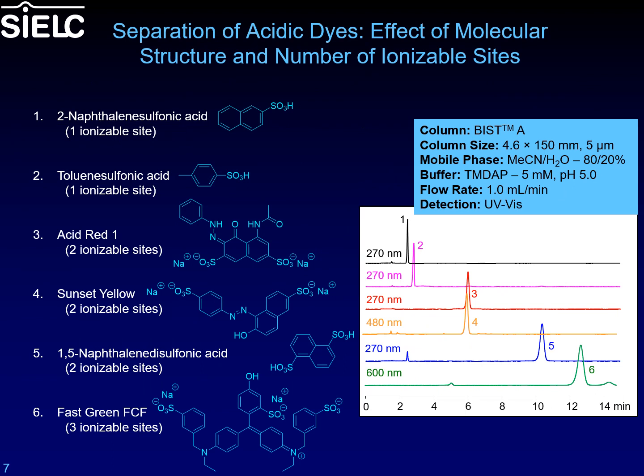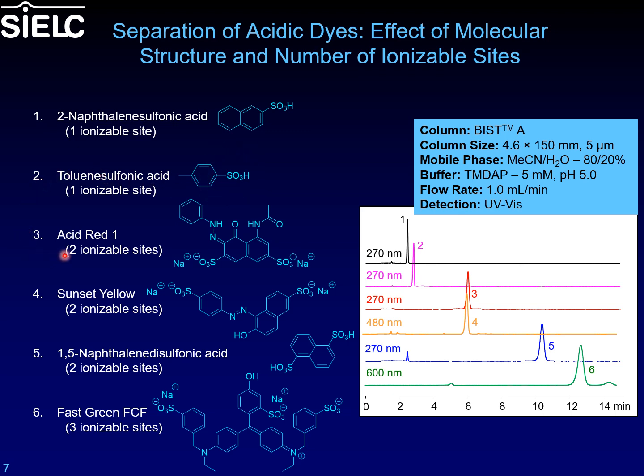And on this slide, we're going to show the effect of molecular structure and the number of ionizable sites on the degree of retention on a BIST type column. For all of these examples, we're using a BIST A column, and the buffer that we're using is a TMDAP buffer with a pH of about 5. Now, of these 6 analytes all shown here, the one that will retain the least on the column will be 2-naphthalene sulfonic acid, shown here at the topmost spectra. And this is because it contains only 1 ionizable site coming off of this biaryl moiety. By comparison, toluene sulfonic acid retains on the column for a little bit longer, but it doesn't retain that much better. And this is because even though it does have a slight difference in the aryl moiety, the ionizable site is still only at a count of 1.